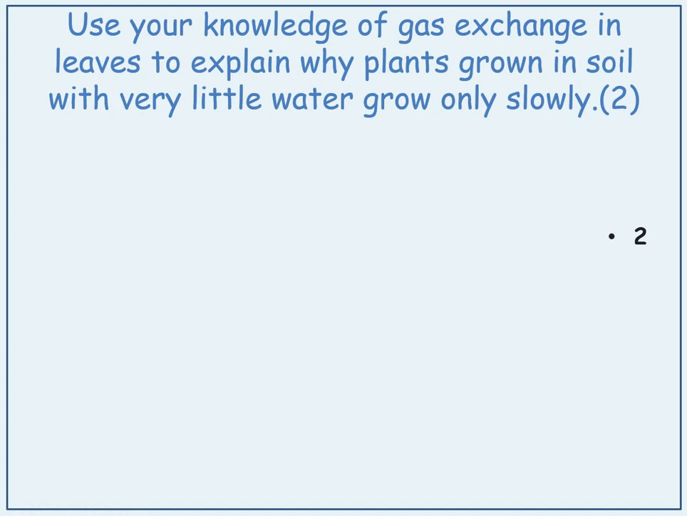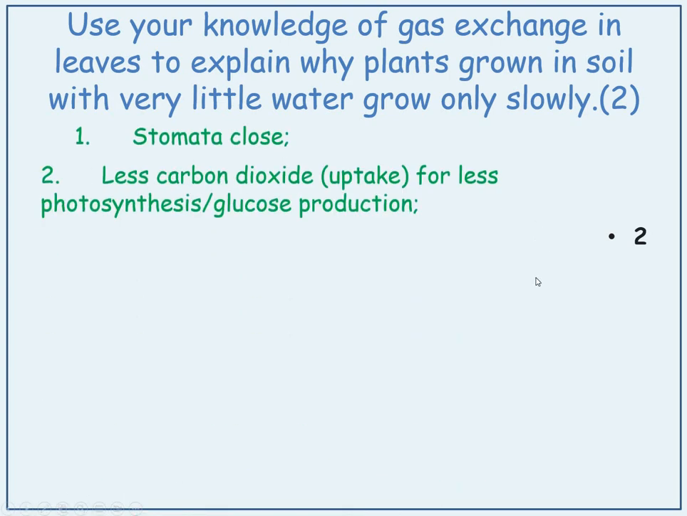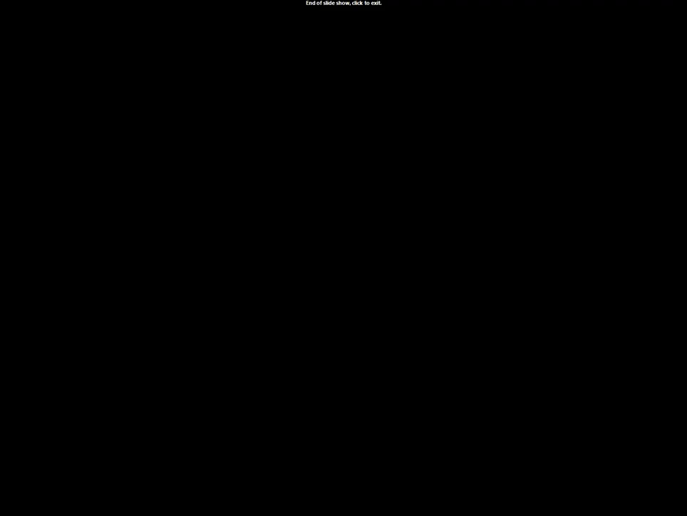Okay, a sample exam question now. Use your knowledge of gas exchange in leaves to explain why plants grown in soil with very little water grow only slowly. It is because the stomata will close, which means less carbon dioxide could be taken up for photosynthesis. Ta-da!